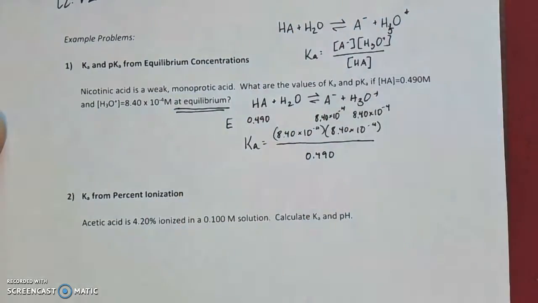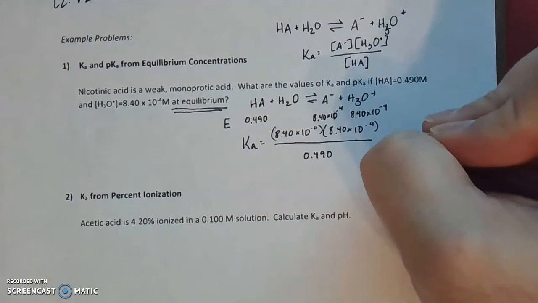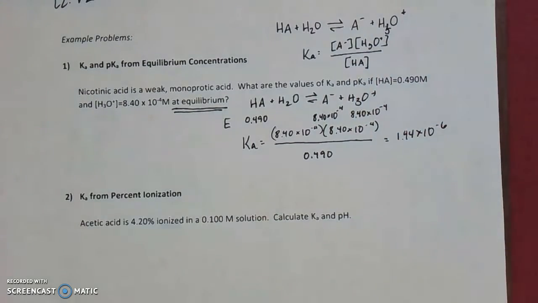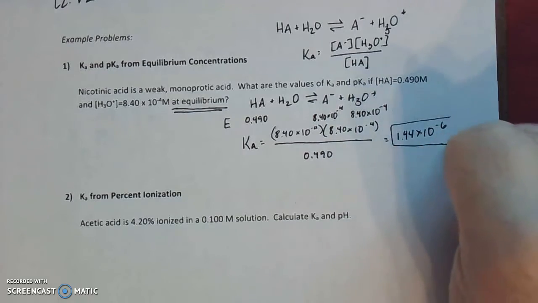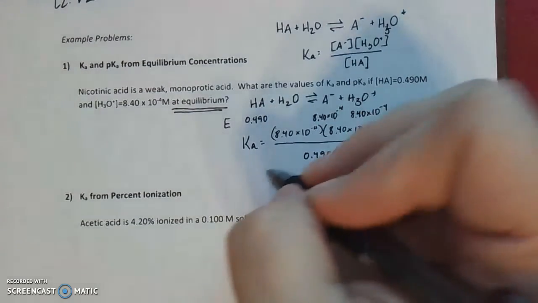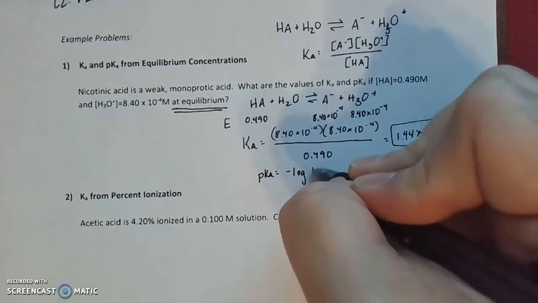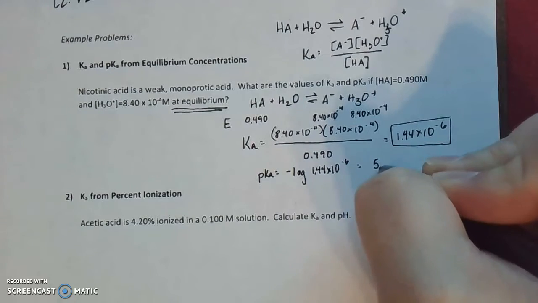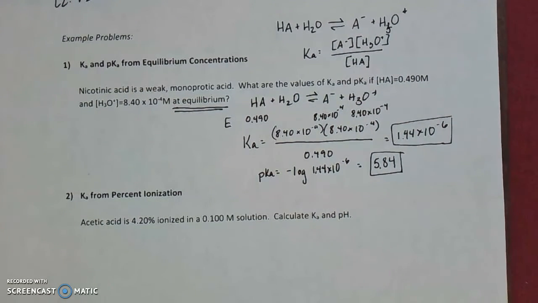So this is our equilibrium value. If we did an ICE chart, this would be that last row across. When we calculate this out, we should get 1.44 times 10 to the minus 6. So that's one of our answers. Remember Ka, Kb, no units. And then pKa is the negative log of that, and that gives us a pKa of 5.84. Again, no units on pKa or pKb.